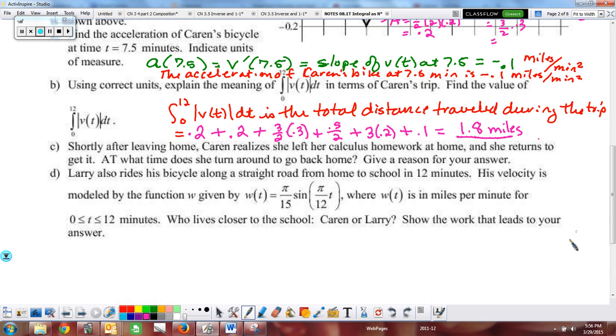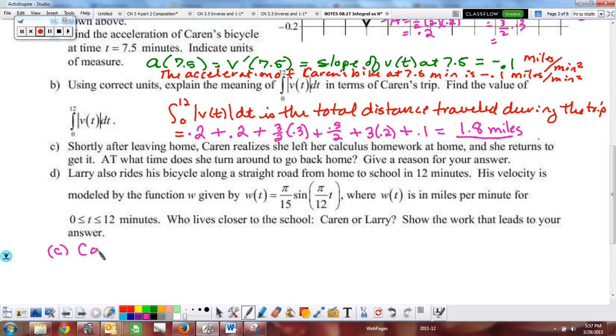All right, then let's take a look at the next one. Shortly after leaving home, Karen decides she left her calculus homework at home and she returns to get it. At what time does she turn around to come back home? So I'm going to come down here to start answering C. She turns around when her velocity is 0.